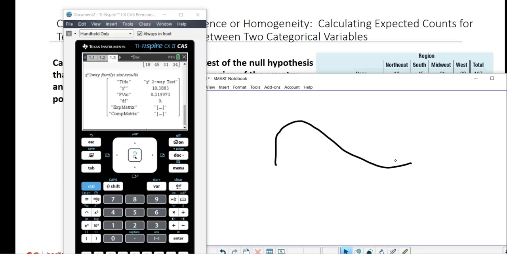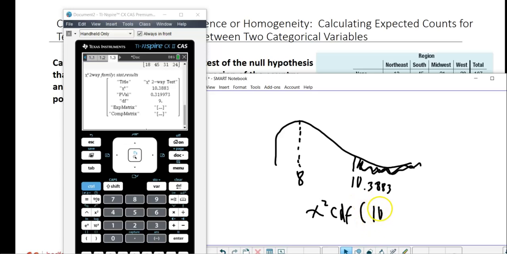I like to put this, you don't have to, but usually this peak is somewhere near degrees of freedom minus 1, so that would be about 8-ish. And somewhere out here is our chi-squared value of 10.3883. And we're shading to the right. So that's our shading. If we wanted to, we could do chi-squared CDF with a lower bound of 10.3883, upper bound of infinity, and degrees of freedom is 9.